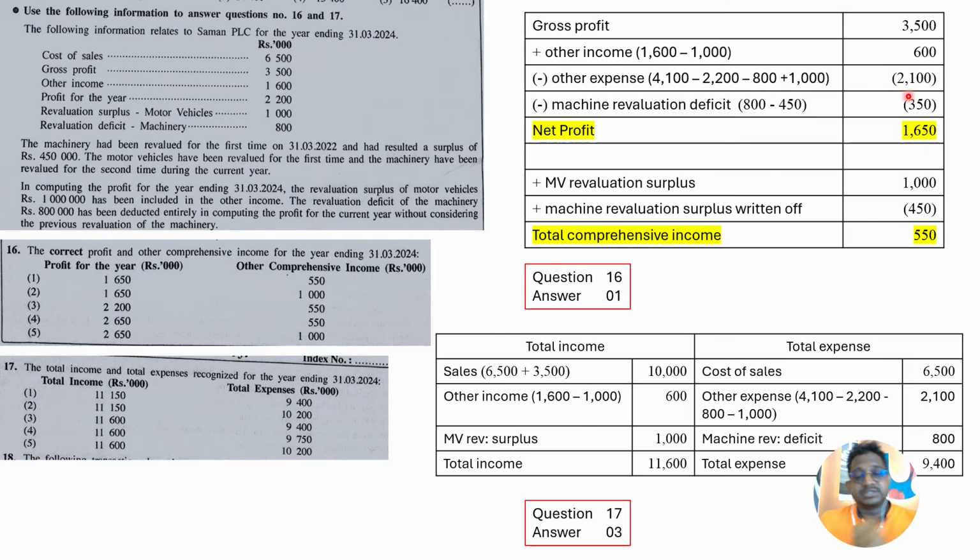So your other expenses is 2,100. And the machine revaluation deficit, the correct amount that you should record in other expenses: the total deficit is 800, but from that you have to deduct the revaluation surplus that you recorded in the last year. So the machine revaluation net deficit is 350. Then you can find out the net profit as 1,650.